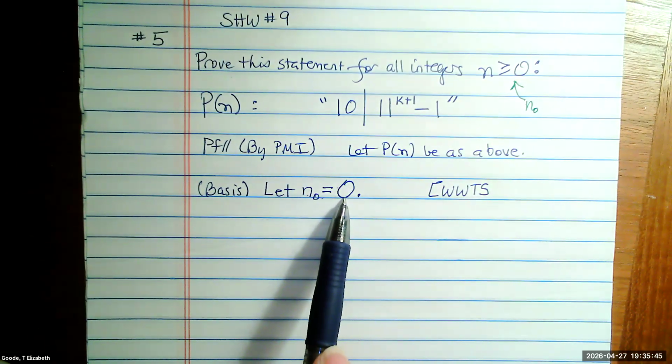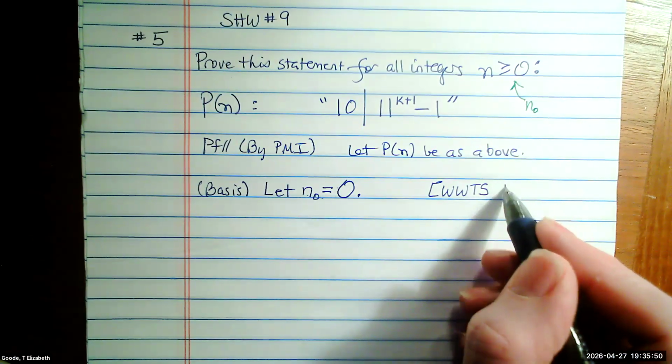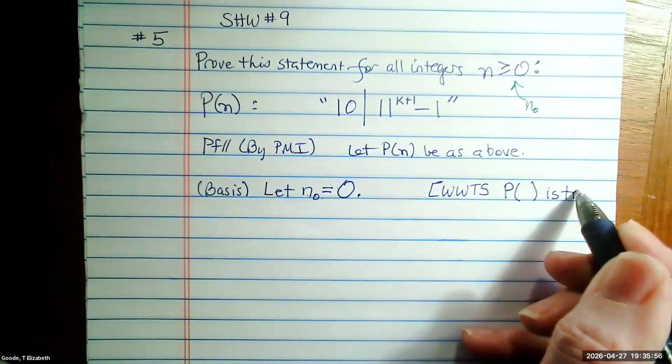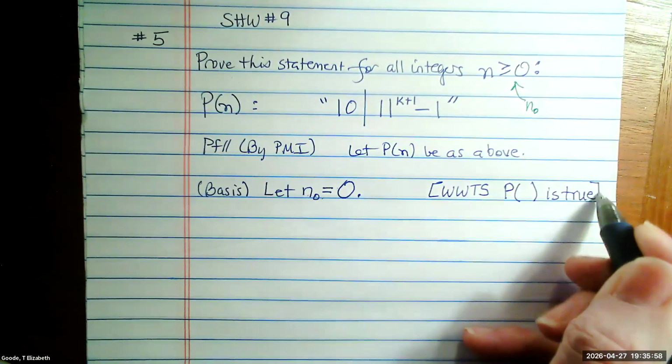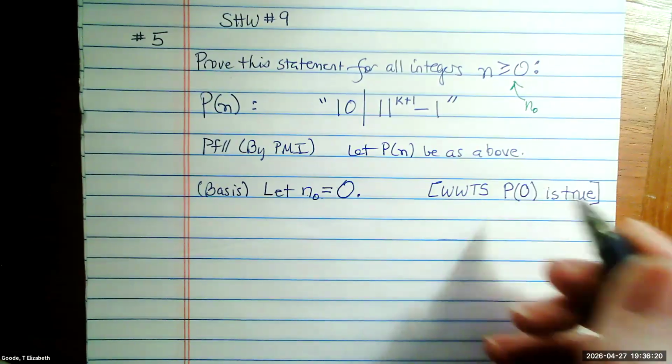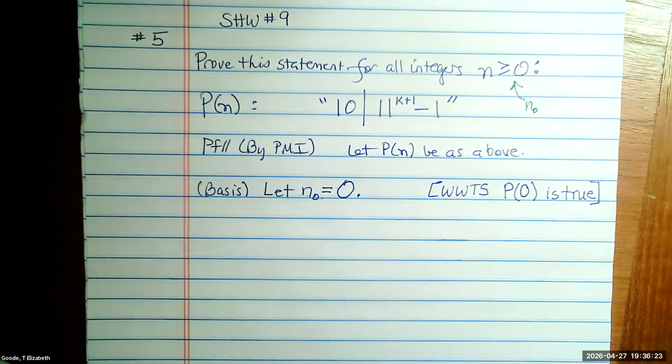Now, what do we wish to show in the basis? We want to show we're standing on that bottom step. So we wish to show P of what is true. Well, it's always that first value. We're starting at the bottom here. We wish to show P of 0 is true. Does that make sense?